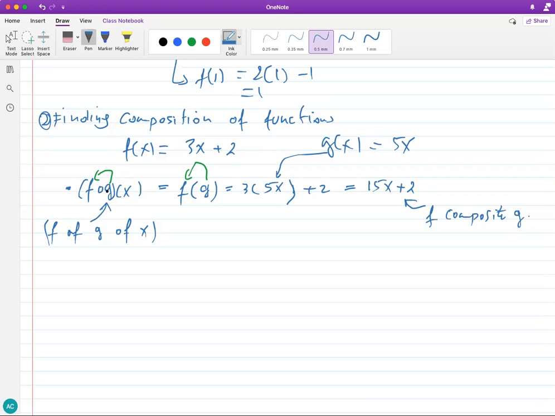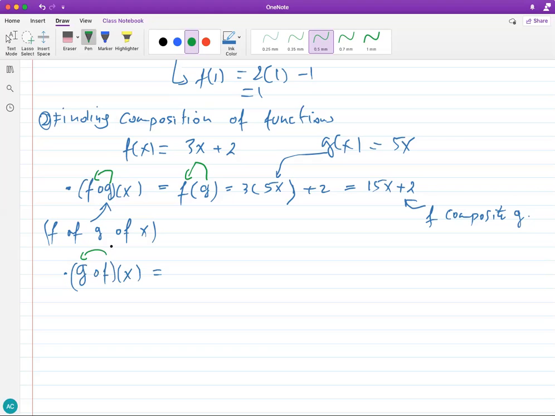Now let's find the other one, g of f of x. Again, we're just making the composition of two functions. In this case, which function goes into what? We're going to put the 3x plus 2 into g. So we're going to put f into g.